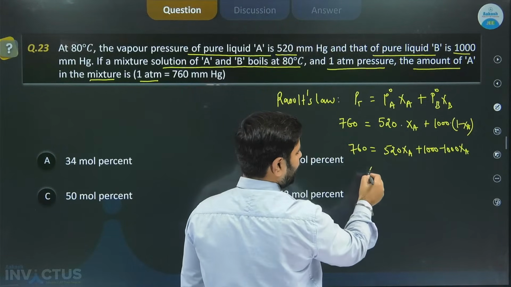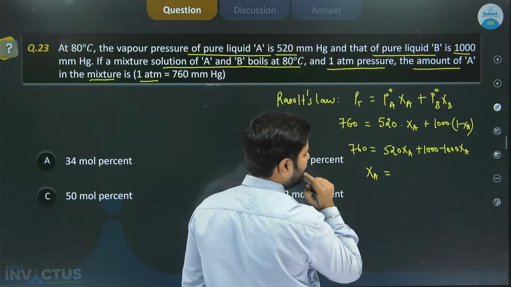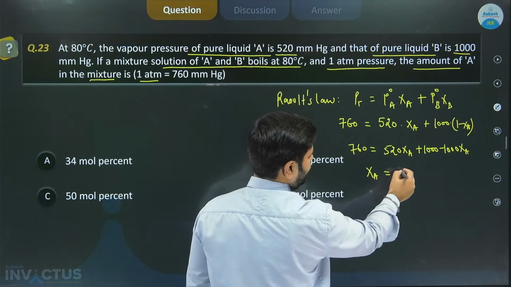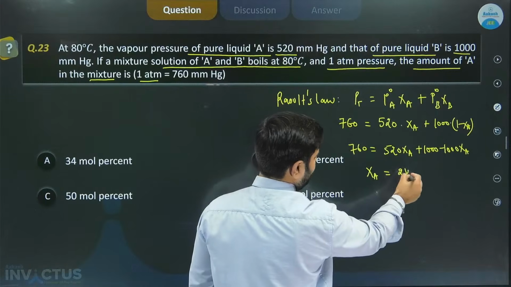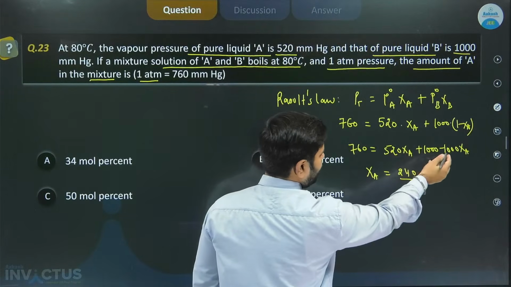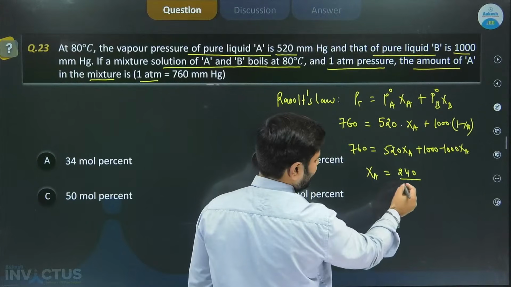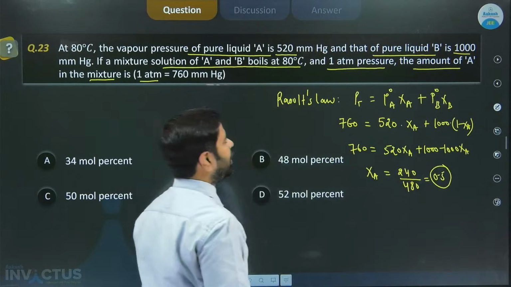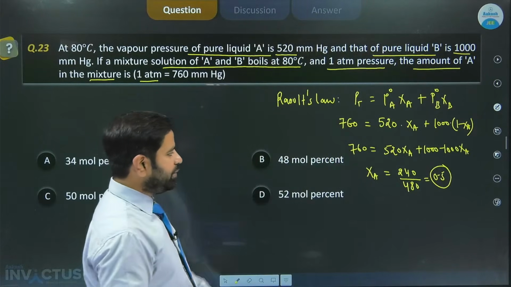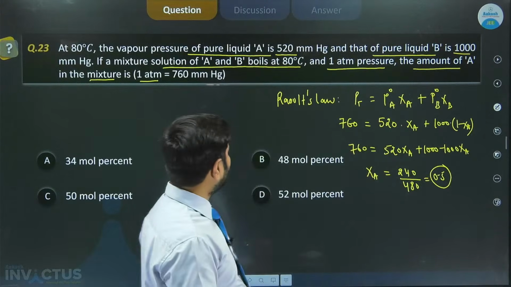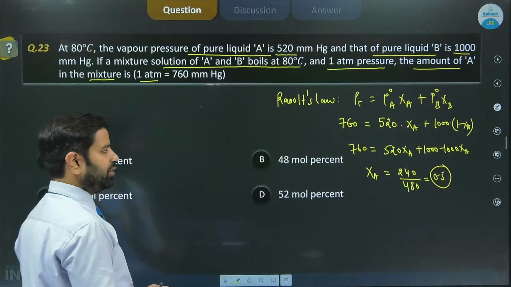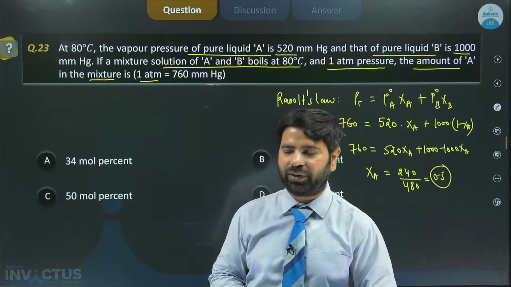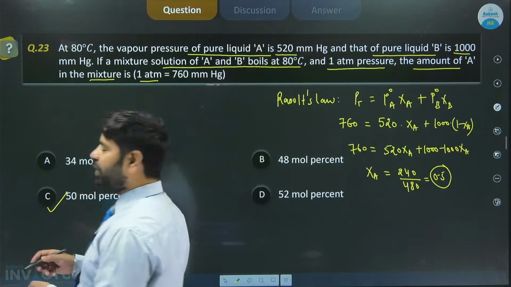So after calculation you will get XA is 240 divided by 480, where 520 minus 1000 is minus 480, that is equal to 0.5. And it is asking about the amount of A. We have calculated the mole fraction of A in the mixture, and the answer given is in percentage. So we can simply say if XA is 0.5, that means 50% A is present and 50% B is present. So 50 mole percent, you can say.